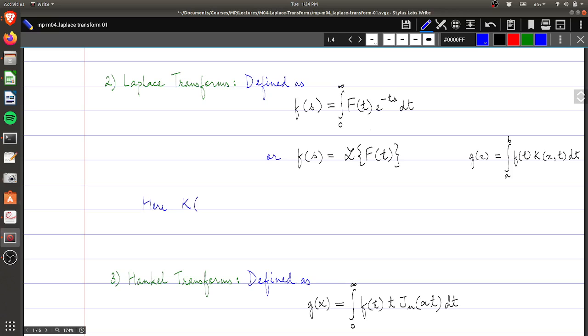So what will be the kernel function here? E to the power minus ts, yes, e to the power minus ts or e to the power minus st. What is a and what is b? A is 0 and b is infinity. All right, everyone?